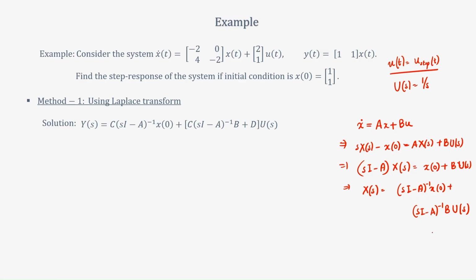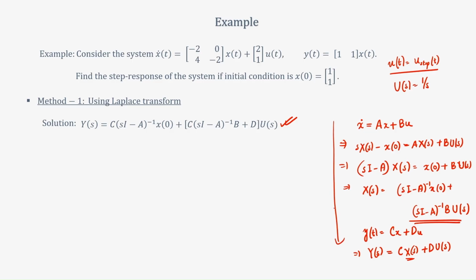Once you know this, you can see that Y(s) is nothing but, from here you know that y(t)'s expression is nothing but Cx plus Du. So if you take a Laplace here, this is nothing but Y(s) equal to C X(s) plus D of U(s). So X(s) you can replace from here, and this is the expression that you will end up with. I have already done this derivation earlier, I am just showing you to recap things. So this is the expression that you get.